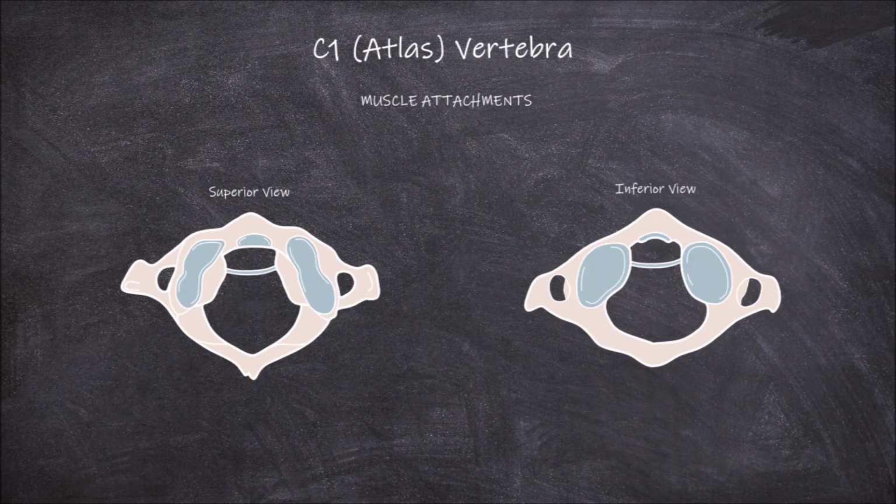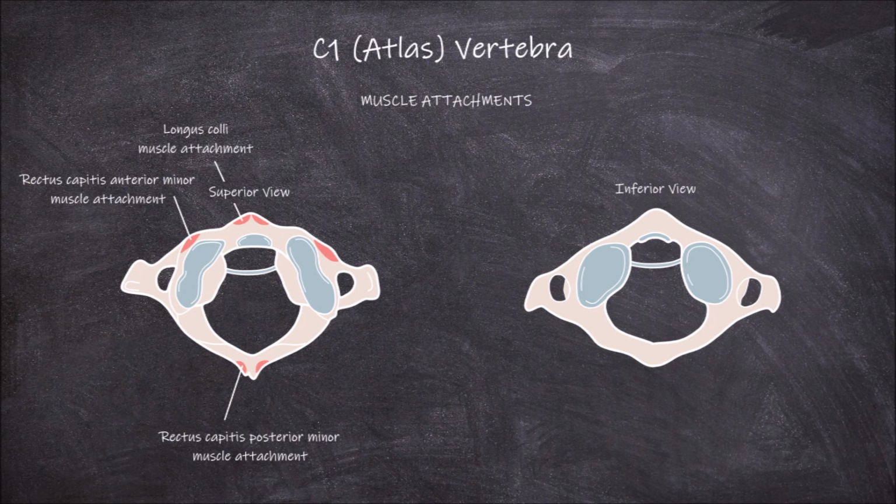What about the muscles that attach to this bone? Many muscles attach to this bone. The longus colli muscle inserts onto the tubercle of the anterior arch of this bone. The rectus capitis anterior muscle originates from the anterior surface of the lateral mass of this bone. The rectus capitis posterior minor muscle originates from the tubercle on the posterior arch of this bone.